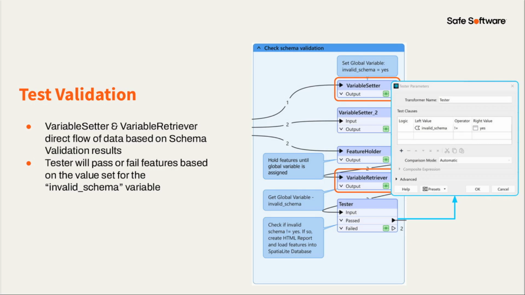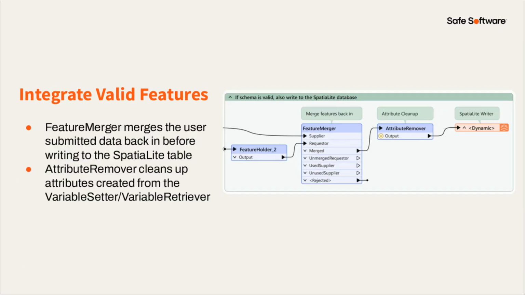This isn't the only way you can do it. I'm sure there's lots of other different ways, but this is just the example I've come up with here. And then, of course, we're going to be doing some attribute cleanup with the attribute remover, since the variable setter and variable retriever added an additional attribute we don't want there. And then the last step is just to load that data into the database using our dynamic writer.